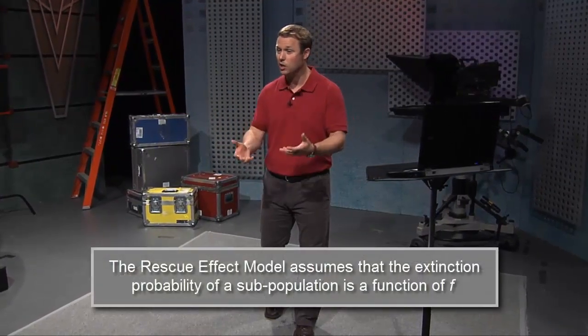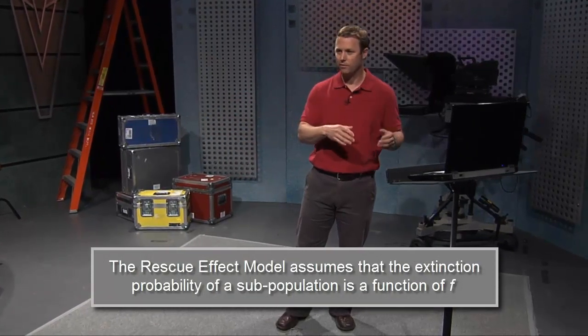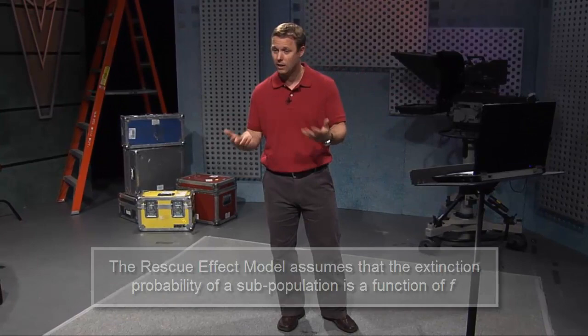Next, let's consider the rescue effect model, which is another variation on our basic mainland island model. But under the rescue effect model, we have a different assumption. We assume that the extinction probability of a subpopulation is now a function of f, which is different than the mainland island model, in which probability of extinction is constant. In this case, it's not constant, it's a function of f.